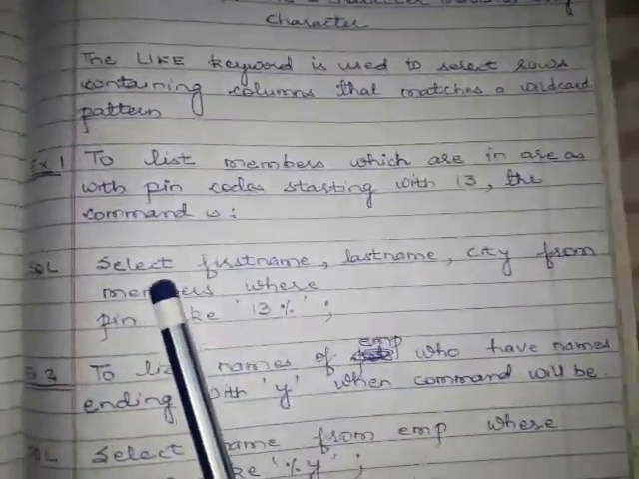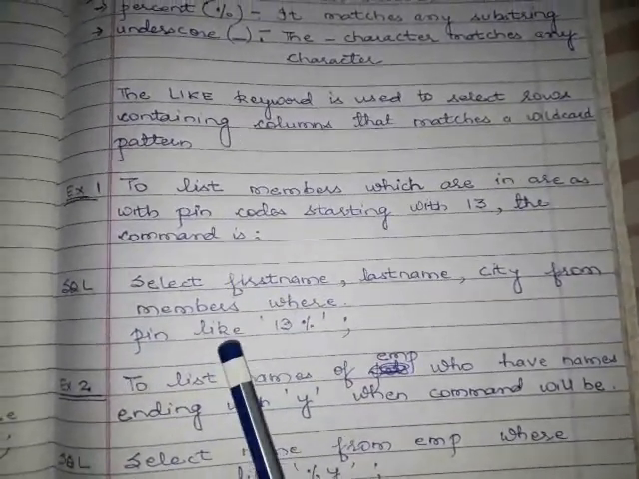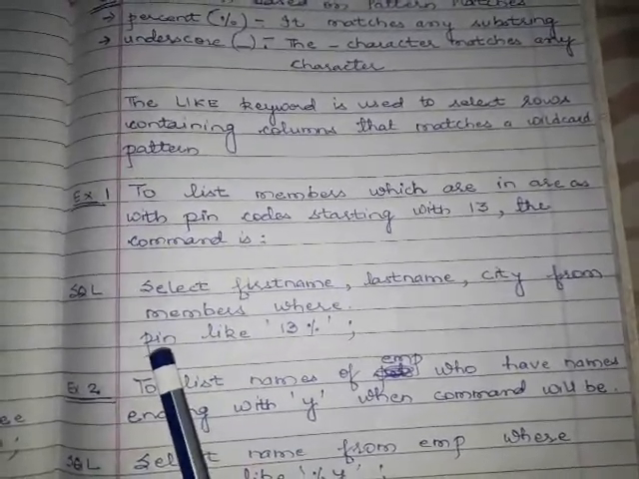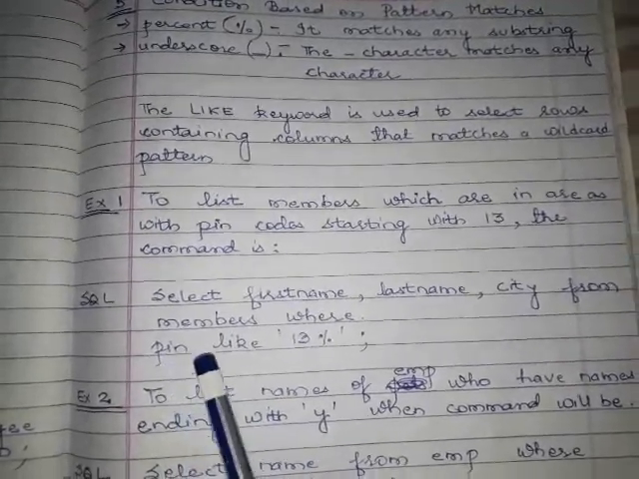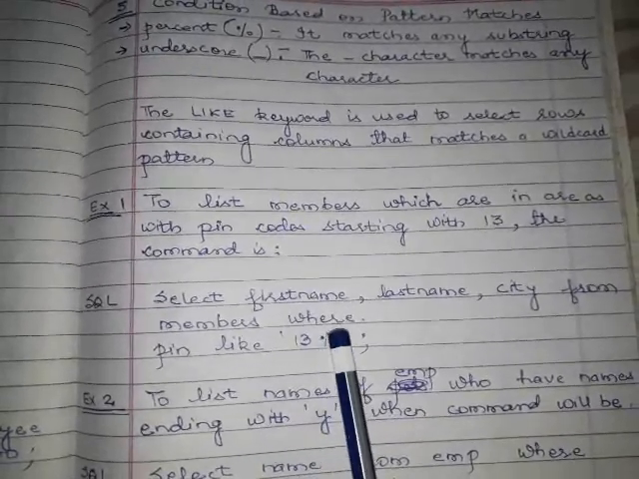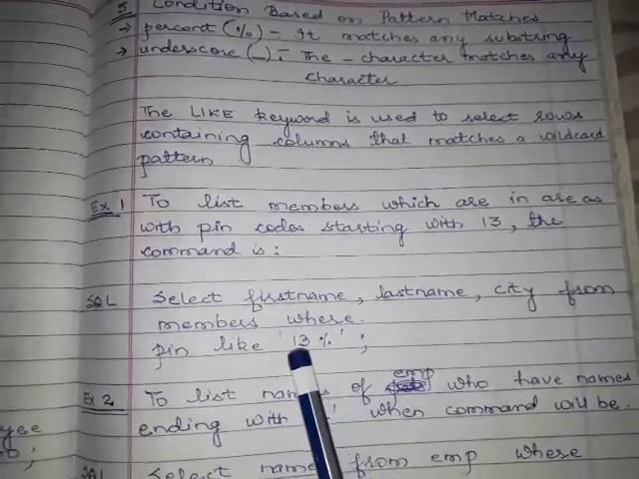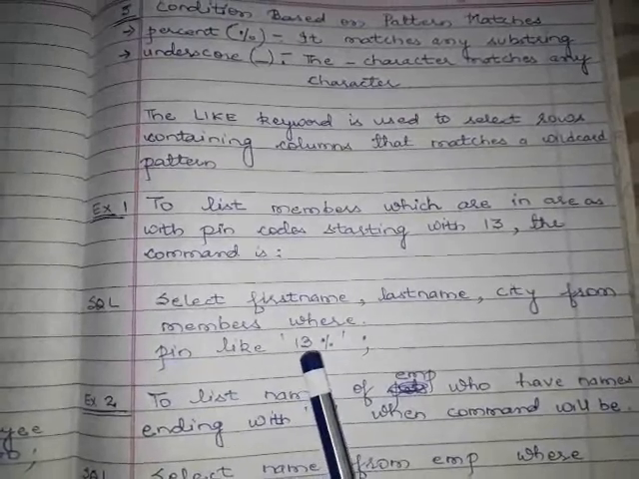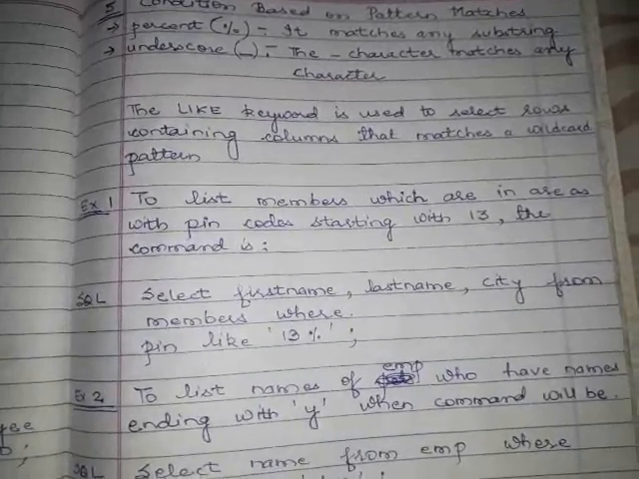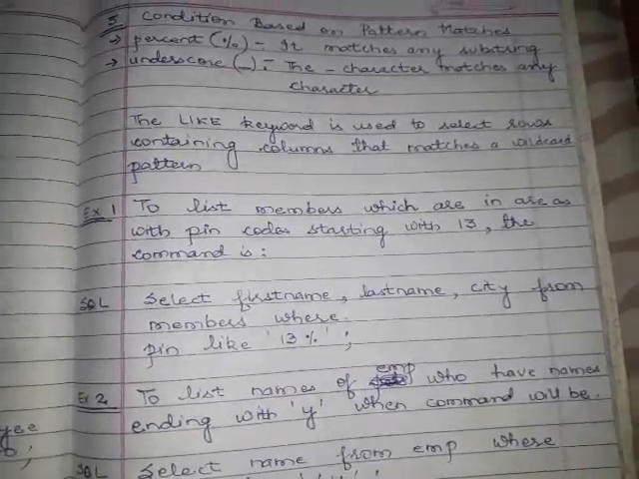So we write the query: select first name, last name, city from members where pin like. Before LIKE we show the column name on which we are applying the wildcard characters. So like '13%', where percent means it will match any string after 13. The first two characters will be 1 3. So it will display first name, last name, city from the table members, for all those whose pin starts with 1 3.